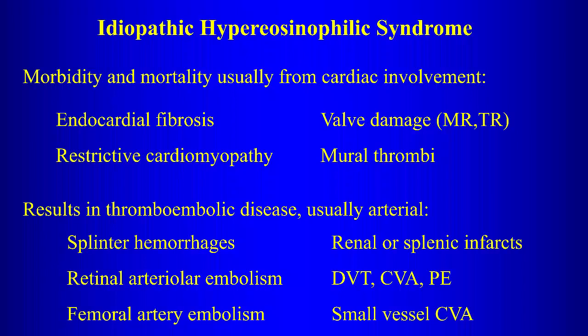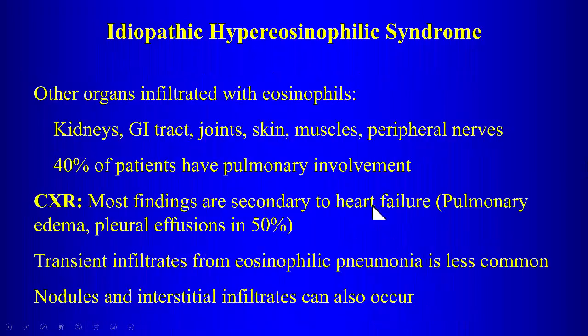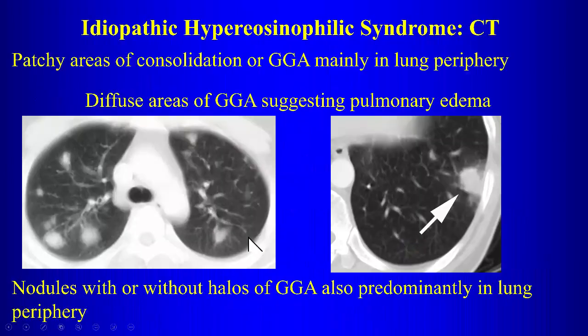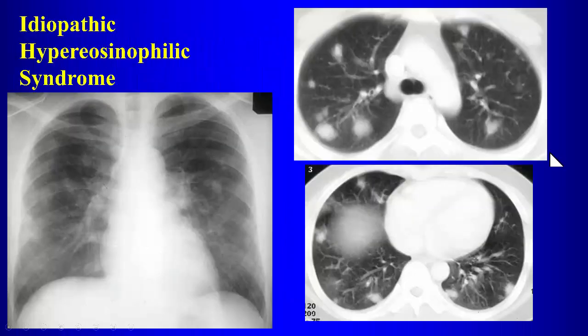Right. So that's idiopathic hypereosinophilic syndrome. It can damage many organs. I've listed them for you. They're also in your handout. Most of the findings are due to heart failure because of the damage to the heart from this particular syndrome. What can be kind of interesting is they can develop these nodules in the lungs with ground glass halos. So these nodules may have these ground glass halos when they occur in the lungs in patients with this particular syndrome. Okay, so that's idiopathic hypereosinophilic syndrome.